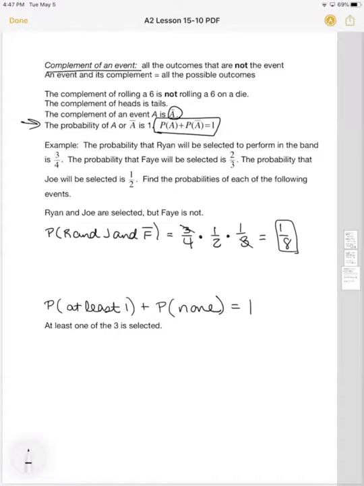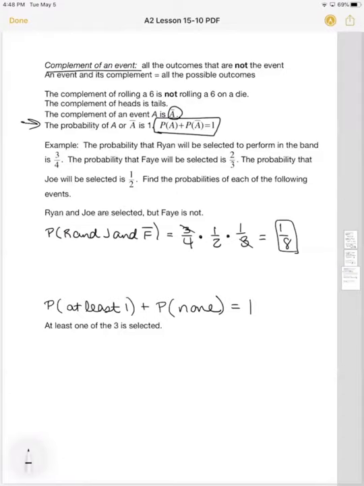And trying to find the probability of at least 1 of the 3 would take so much work. You'd have to do the probability of just Ryan making it and the other 2 not. Ryan making it and Faye making it and Joe not making it. Ryan not making it, Faye making it, Joe not making it. I mean, there are so many possibilities. It just would be crazy. So this is a really easy way for at least 1 problems to be solved.